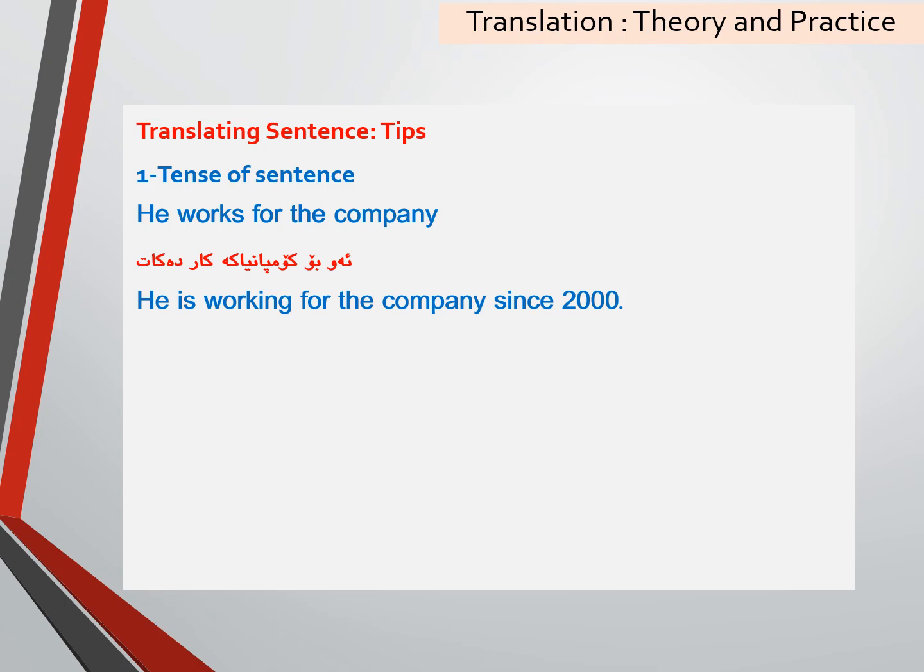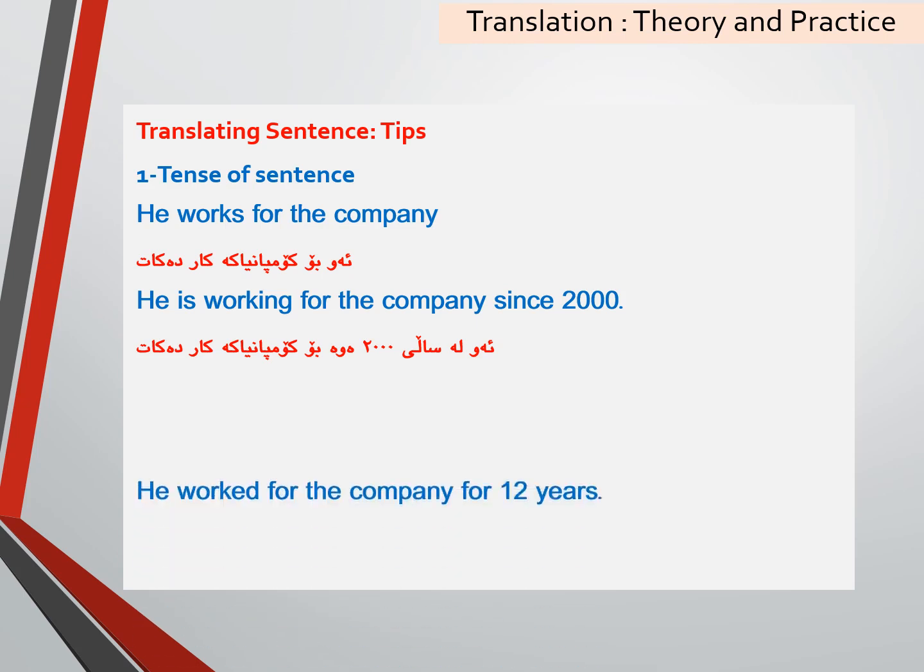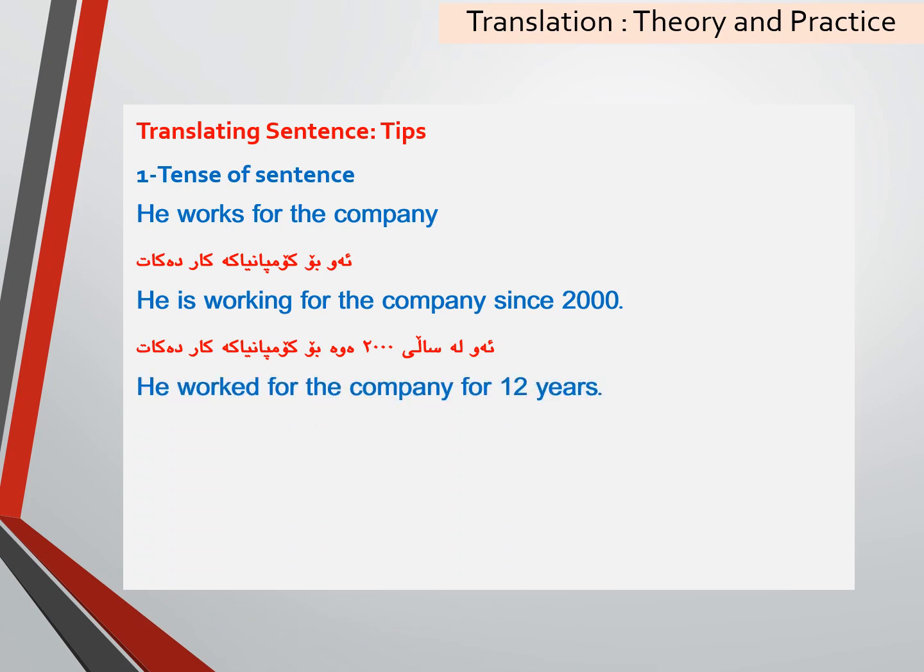So, او بو کمپانیاکە کار دەکات. See, کار دەکات is simple present. He is working for the company since 2000. Is working, so this is continuous. أو لساڵی 2000 بۆ کۆمپانیاکە کار دەکات. کار دەکات, you remember, is exactly the same as the previous sentence, but that's how Kurdish language works. That's how Kurdish sentence structure works and tense is expressed.